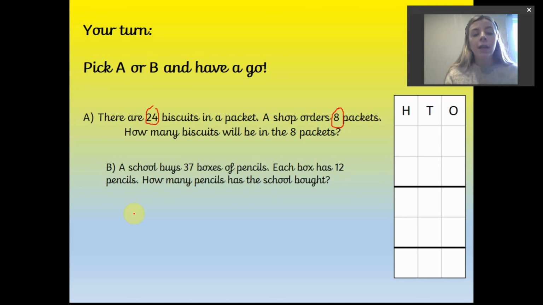Now Year 5s, I'll read your question to you. It says a school buys 37 boxes of pencils. That sounds key to me. It says each box has 12 pencils. So each of those individual boxes has 12 pencils in them. So how many pencils has the school bought altogether? I'm going to circle this here because this is important. We know that in 1 box there are 12. However, there are 36 boxes, so you need to know what 36 lots of 12 is. So pause me here, Year 5, and you can have a go as well.